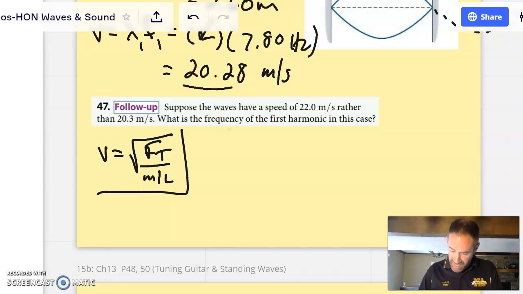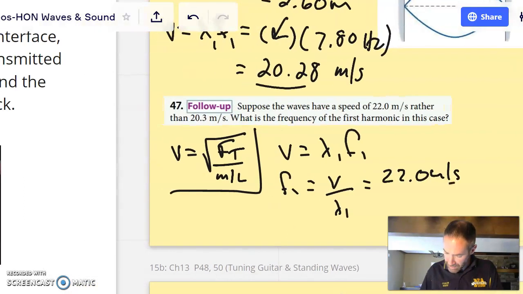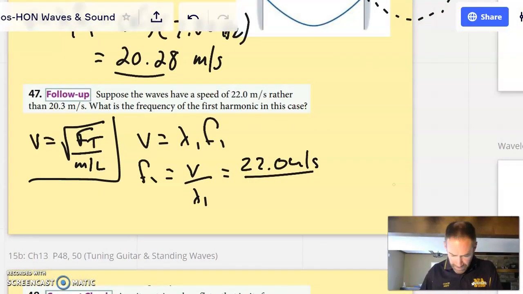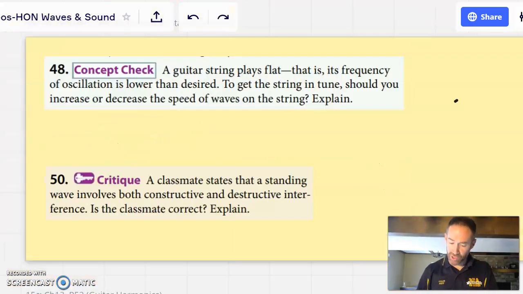For us, though, we're just saying that if the speed of the waves is now faster, that's still going to be equal to the wavelength 1 times the frequency 1. So frequency 1 is wave speed divided by fundamental wavelength, and so 22 meters a second by the same fundamental wavelength as before, 2.60 meters, and that's going to give us 8.46 hertz.